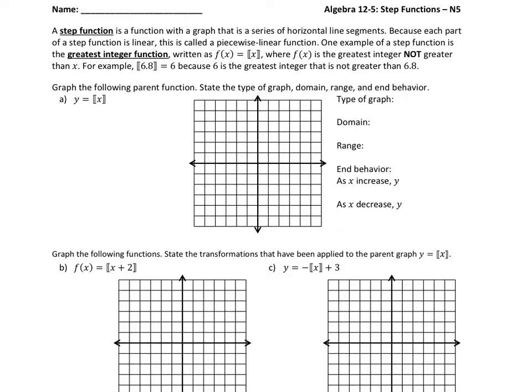One example of a step function is the greatest integer function, written as f of x equals the greatest integer of x, where f of x is the greatest integer not greater than x. For example, 6.8. If I'm looking for the greatest integer function of 6.8, that means I need the greatest integer that is not greater than that. So 6. I'm almost going backwards. I'm not rounding up. I'm going to the greatest integer that's not greater than x, so 6. Because 6 is the greatest integer that is not greater than 6.8.